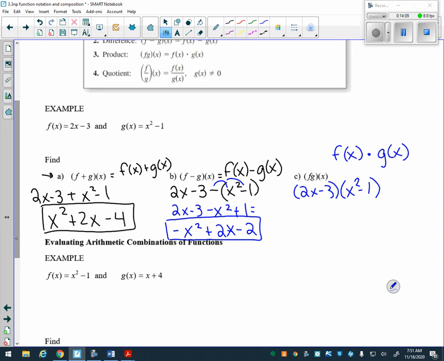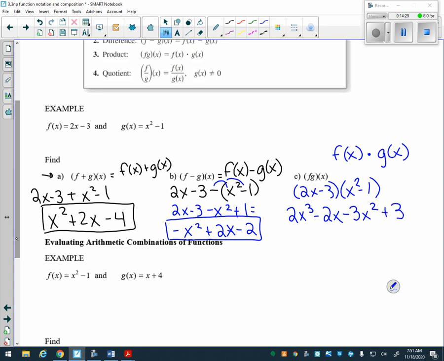So 2x times x squared gives you 2x cubed. 2x times negative 1 is negative 2x. Negative 3 times x squared is negative 3x squared. Negative 3 times negative 1 gives you 3.